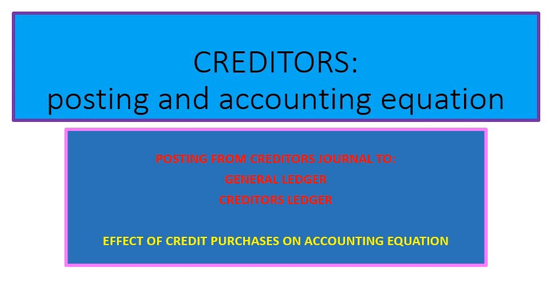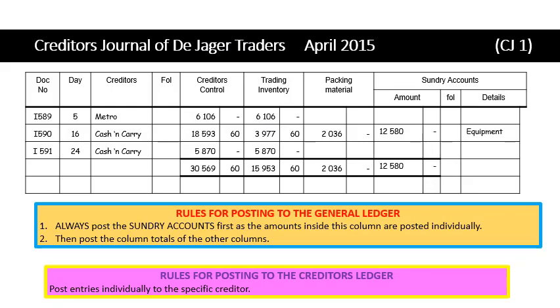Today we have to do creditors, the posting and the accounting equation. So let's start. This is the creditors journal of exercise 1 that you've done. I just want to remind you about the rules for posting.